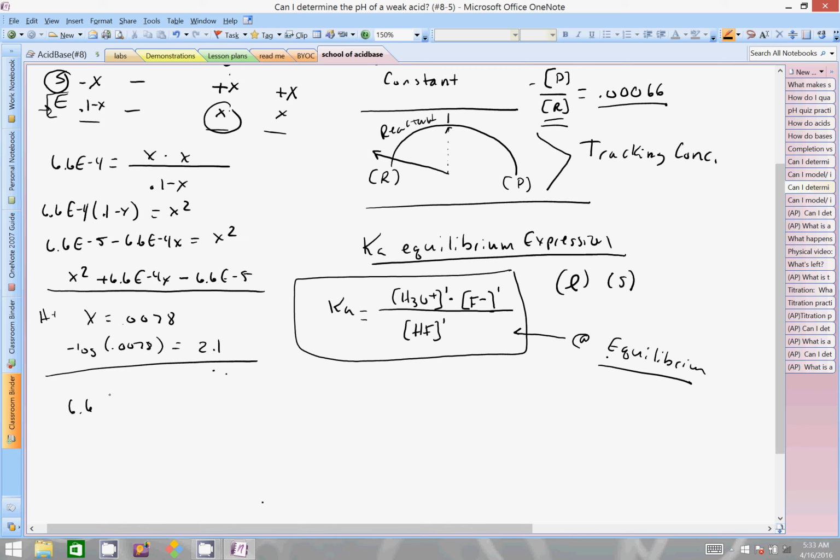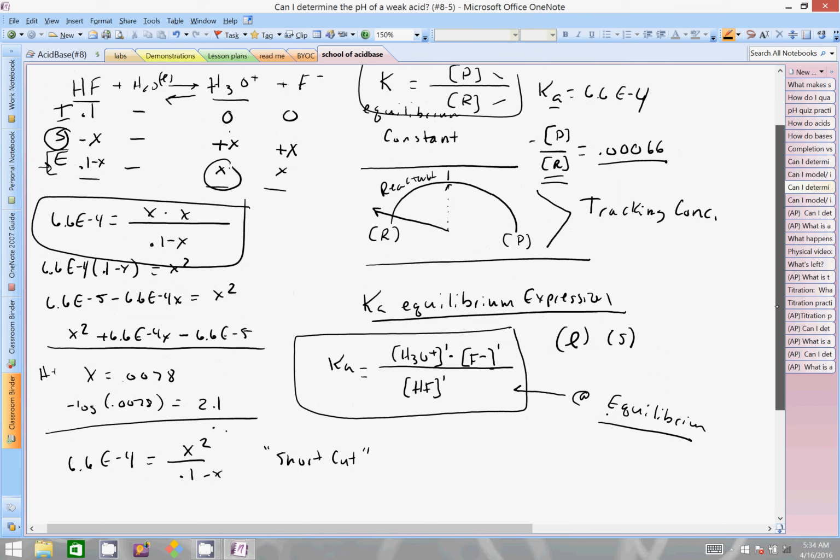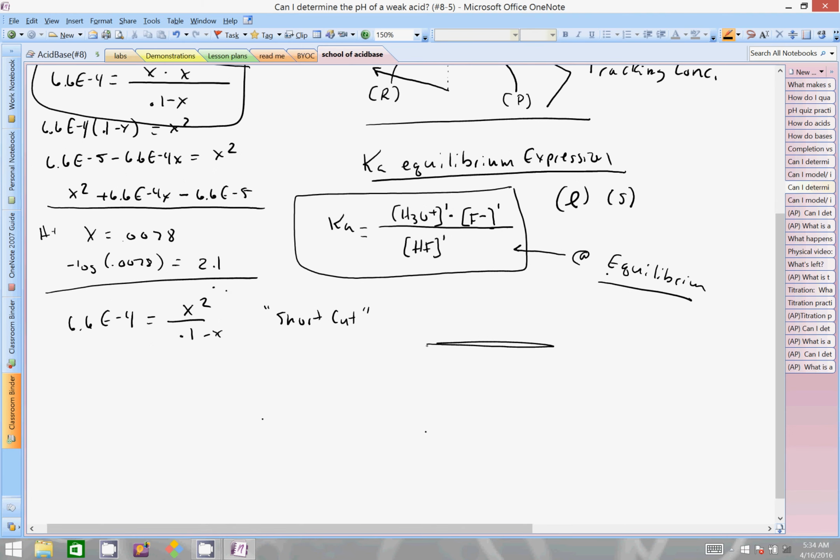So now I have 6.6 e to the negative fourth equals x squared over 0.1 minus x. Same thing I had right here. Okay. Now what they do is they do what's called a shortcut. Okay. And it is based on the fact that as I dump my HF in and I approach equilibrium, the amount that I actually lose is absolutely tiny. And you might remember from a previous video that when I drew the picture out of HF, I didn't even draw any H plus ions. I just drew HF, HF, HF, and HF, because the amount that actually makes it to the product is quite small, especially relative to a 0.1.